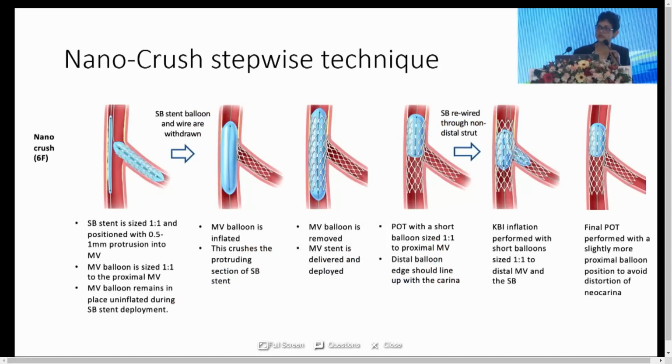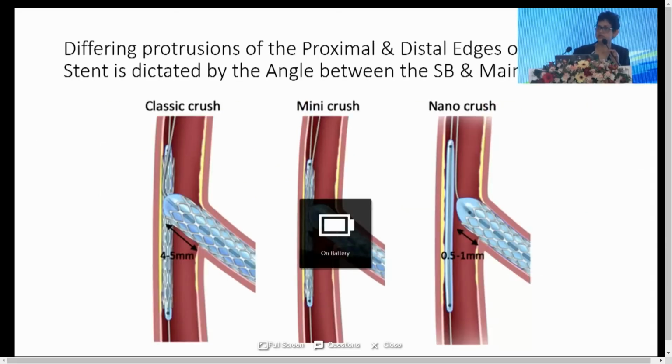This is the nano crush stepwise technique. So there are really 3 different types: you have the DK crush, you have the mini crush, the nano crush, and it all depends on the kind of angle you are using. Yes, here we are. This is the classic crush, mini crush and the nano crush.